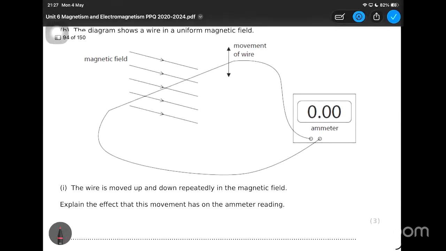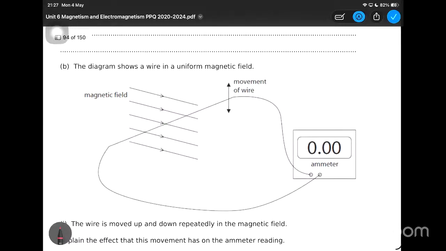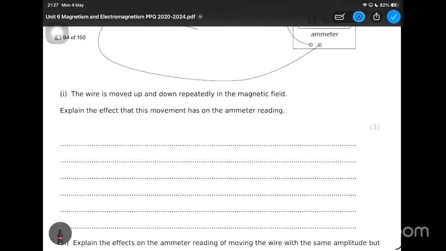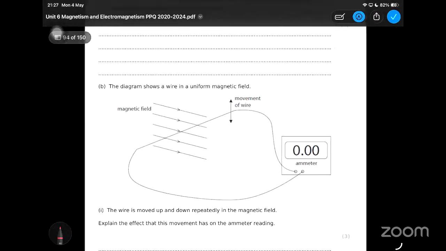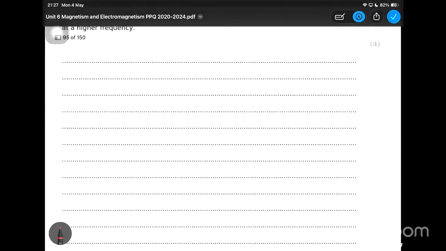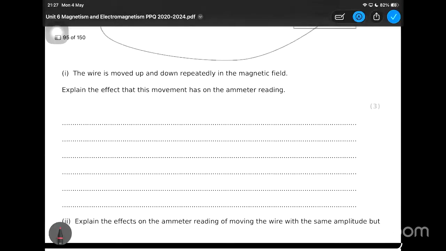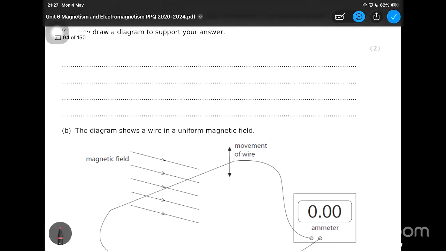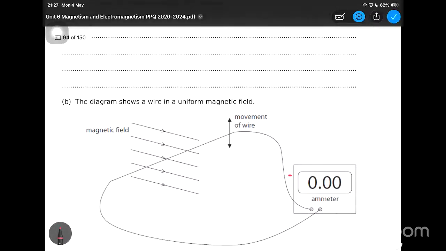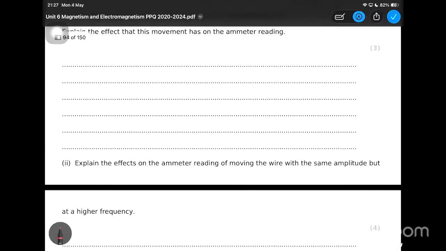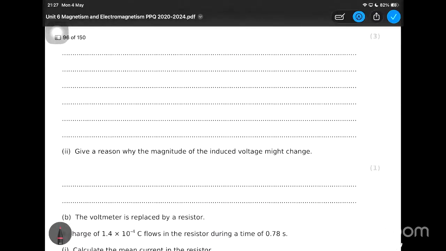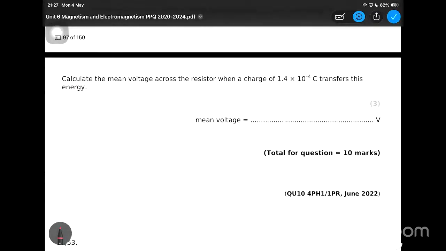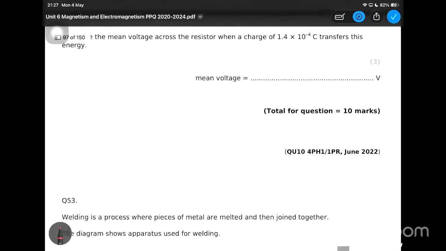When these magnetic field lines are being cut by this wire, then there will be a current generated. So therefore, you will be getting a value in this ammeter, right? When the speed of the movement increases, the current which is going to be generated will also increase, right? So those are the main points that you remember. Okay, there are so many questions, you can try them.